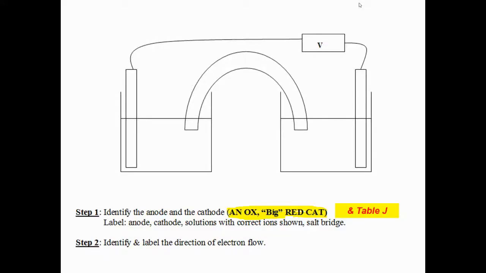Okay, so here we go. This is it. I had my zinc on the left, I had my copper on the right. In order to figure out which is the anode and which is the cathode, we need table J, and we need to remember AN OX and RED CAT. Now, the copper metal was in a solution of copper sulfate, so I had copper ions and copper metal. The zinc metal was in a solution of zinc sulfate, so I had zinc metal and zinc ions.